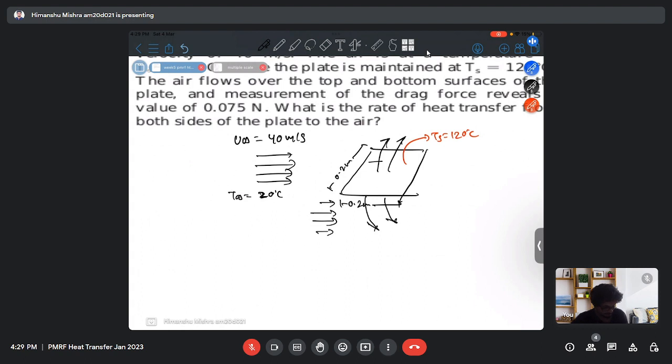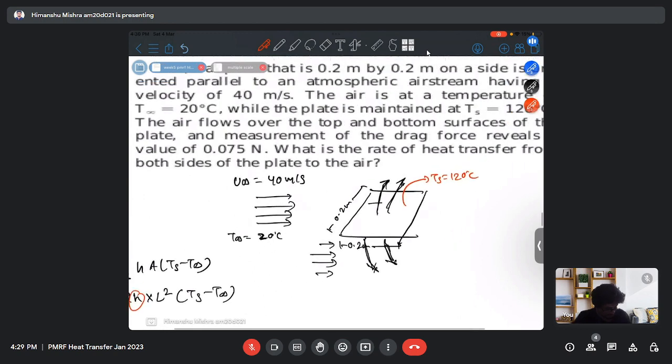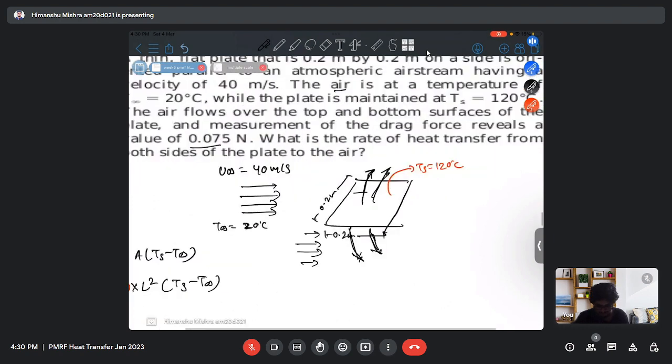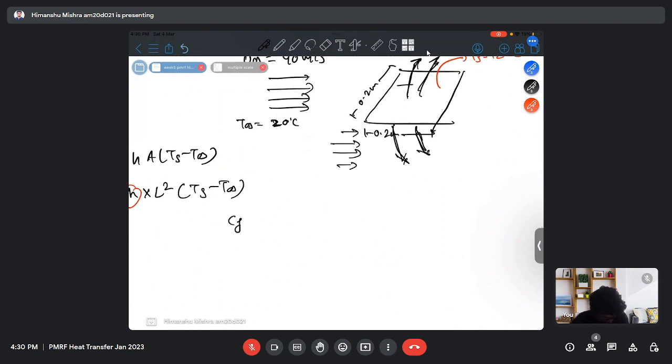So from Newton's law of cooling, I can define it as follows, because there is heat transfer from the upper part as well as from the bottom part. So I'm using the twice. And we need to find the heat transfer coefficient. Here we have been given the drag force, and we have air, so we can use the Chilton Colburn analogy, so we can use that expression.